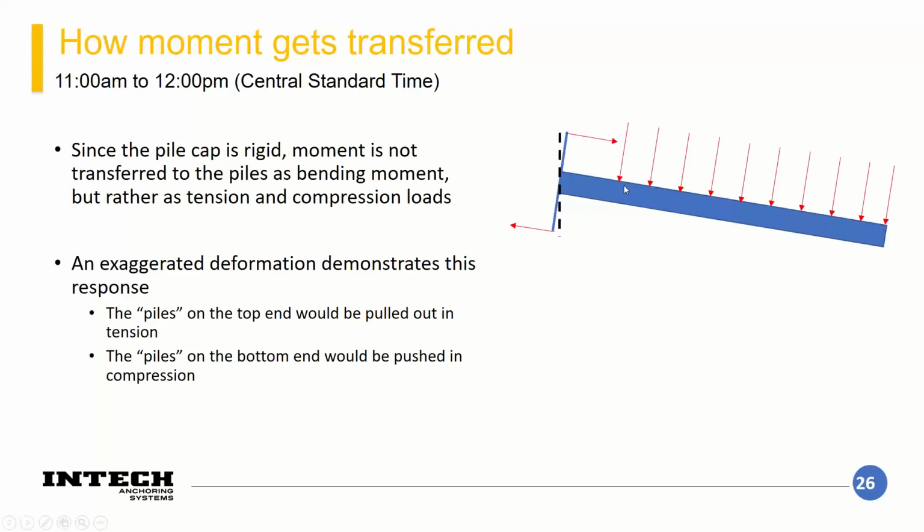So, again, if you flip this 90 degrees and this was a pile cap, that would mean some of your piles are getting pulled up in tension and some of your piles are being pushed down in compression, as a result of this lateral load and bending moment at your base. You actually end up with tension and compression loads because a rigid cap cannot transfer a moment as a bending moment to the piles. The rigid cap is going to absorb that moment and transfer it into compression and tension load in those piles.